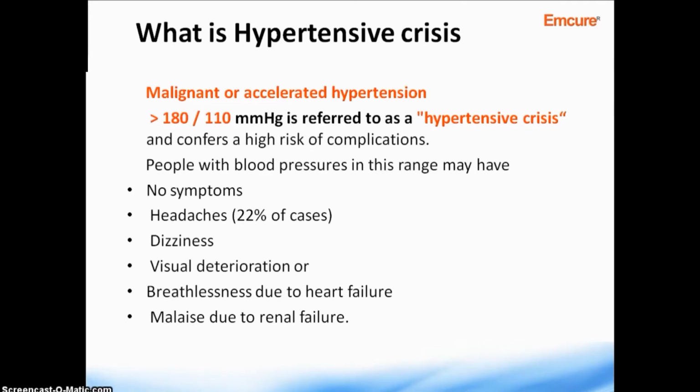People with blood pressures in this range may have absolutely no symptoms. They might be asymptomatic. They might complain of headaches, dizziness, visual deterioration, breathlessness due to heart failure, malaise due to renal failure. So hypertensive crisis, as the word states, is an urgent emergency condition which needs to be treated.